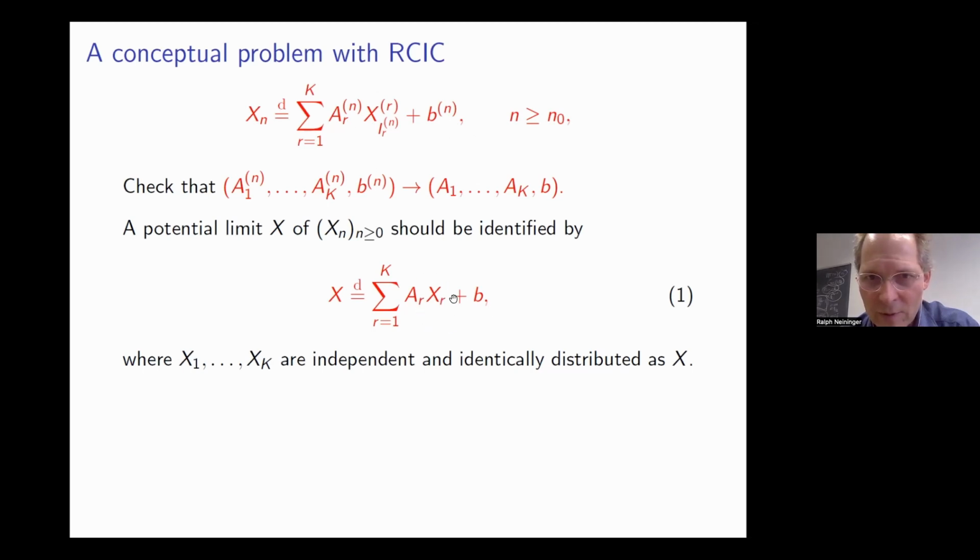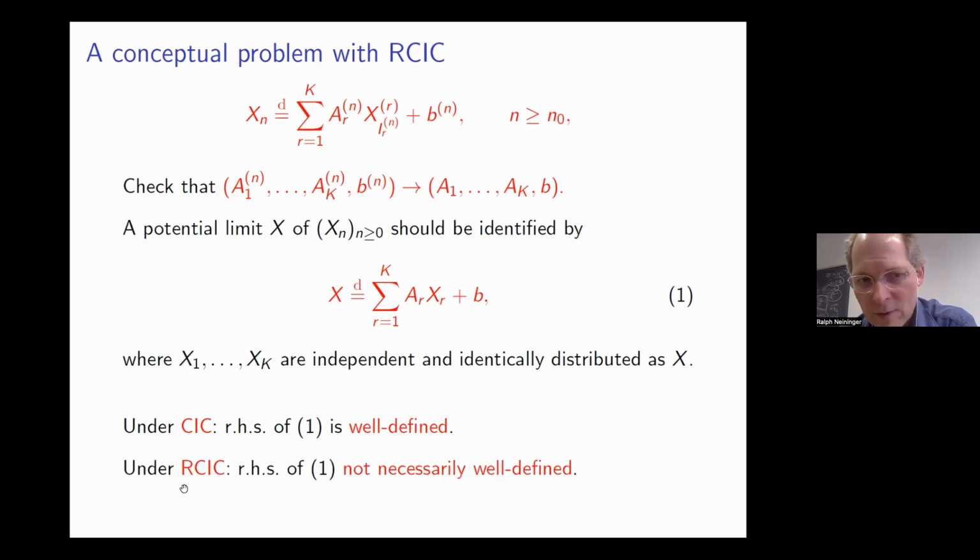And now the limit should appear also on the right-hand side, because we usually assume that these subproblems increase with n in some suitable sense. So on the right-hand side, we would get the x's, independent copies, and the coefficients. And now this is fine under this conditional independence condition, because then this vector here would be jointly independent of the xr. So the right-hand side is well defined.